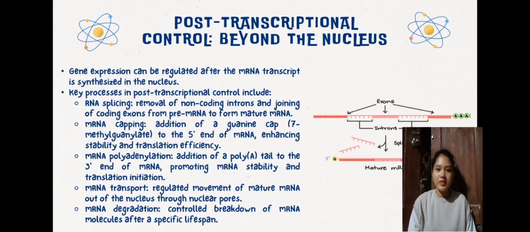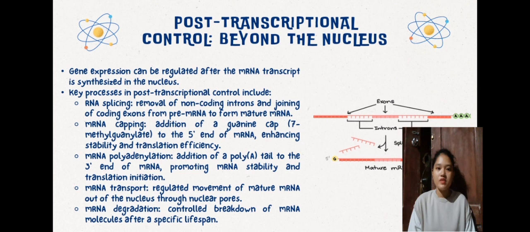Gene expression can be regulated after the mRNA transcript is synthesized in the nucleus. Imagine a play. The DNA is the script, the nucleus is the backstage, and the proteins are the actors on the stage. Transcription is like copying the script, but after that copy is made, there is still work to do before the actors perform. This is where post-transcriptional control comes in. It's all in the fine-tuning that happens to the RNA transcript, or the copied script, after it's created in the nucleus but before it gets translated into proteins, or the actors performing.